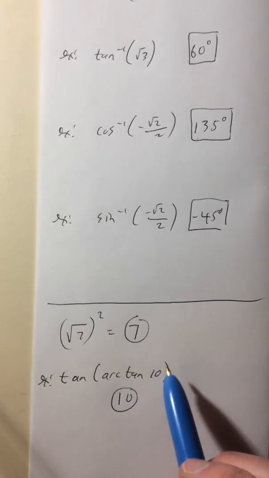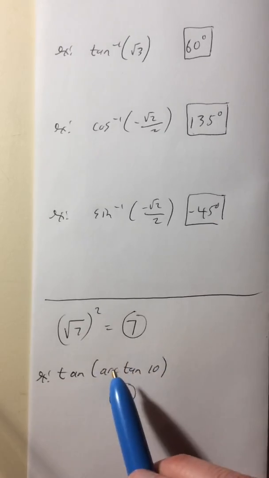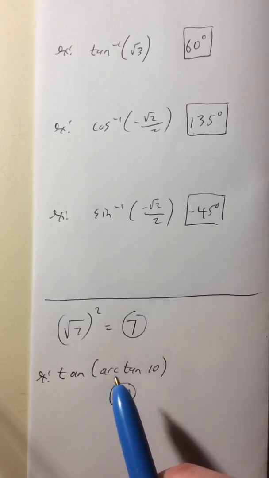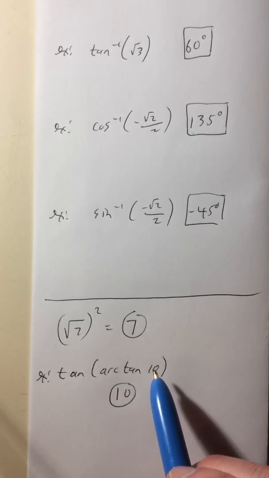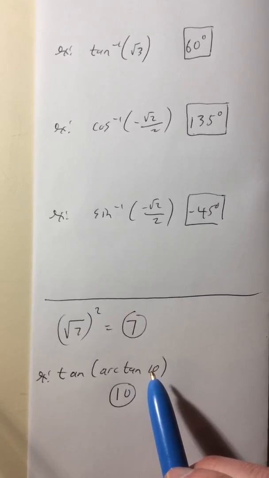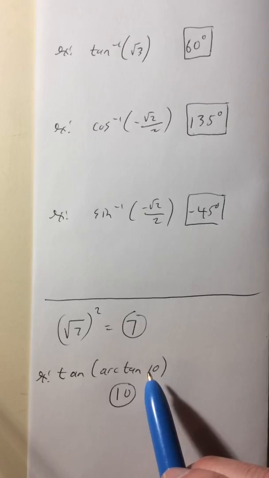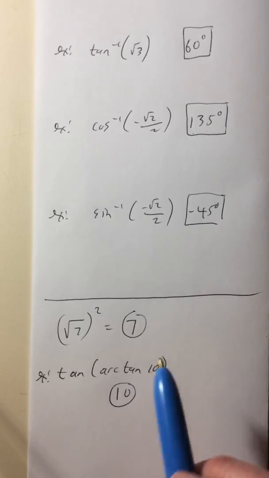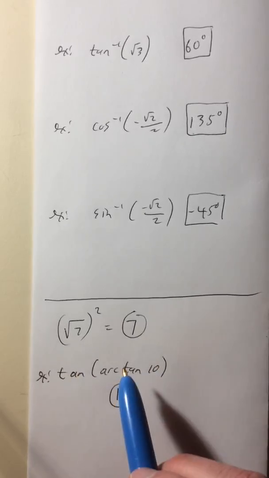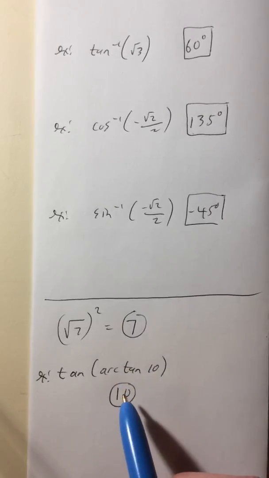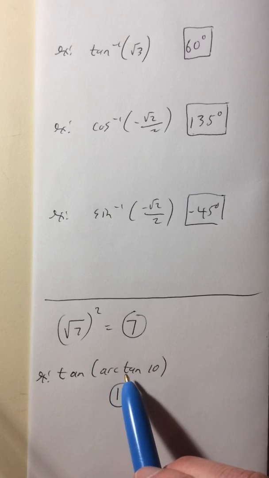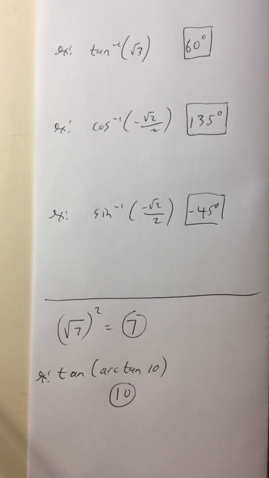So let's just analyze this a little more closely. Let's work from the inside out. So we're looking for the angle whose tangent is 10. I don't know what angle that is. Let's say that it's, I don't know, 87 degrees. So now we want the tangent of 87 degrees. Well, the tangent of 87 degrees is 10. So there we are at 10. Tangent and arctangent just cancel each other off. So there it is, 10.